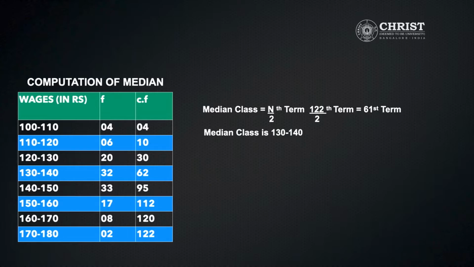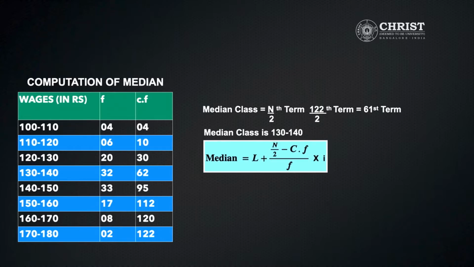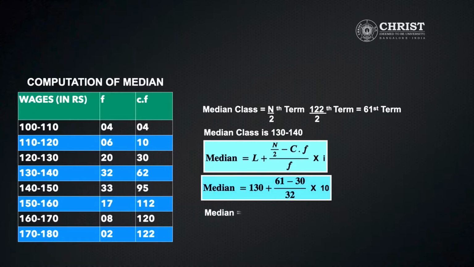Now the median is calculated using the equation L plus n by 2 minus cumulative frequency, divided by f, into I. Substituting the values in the equation, we will get median equal to 130 plus 61 minus 30 divided by 32, into 10. So the median is 130 plus 9.69, that is equal to rupees 139.69.